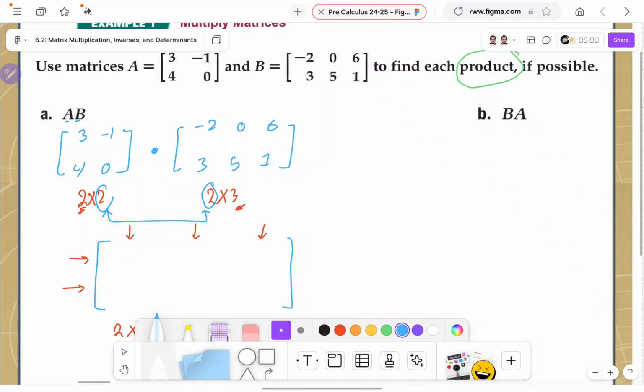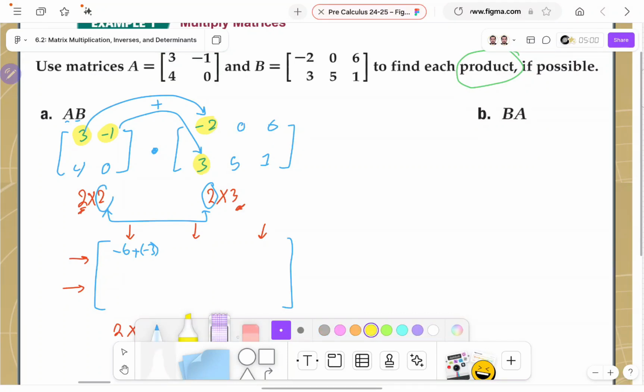For example, the first row is multiplied by the first column. Let me change the color, let's make it yellow, better than purple. So the first row with the first column means 3 times negative 2, then negative 1 times 3. Then we add them together. 3 times negative 2 is negative 6, plus negative 1 times 3 is negative 3. So this is the first value. I hope you get that.